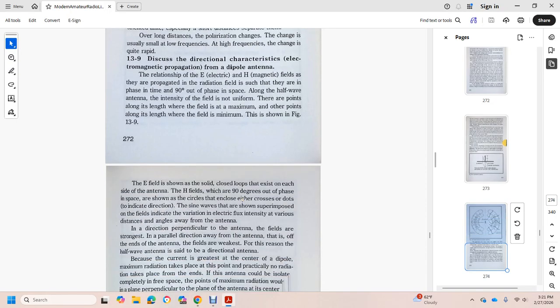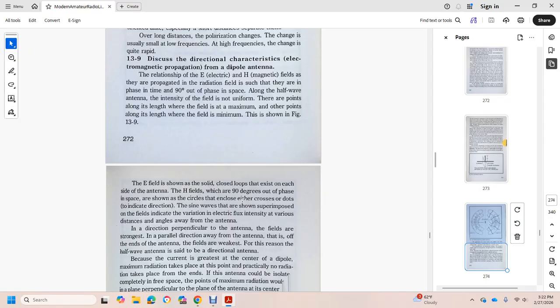The E field is shown as solid closed loops on each side of the antenna. The H field, 90 degrees out of phase, is shown with circles or dots with an indicator of the direction, superimposed with the field with an indicator of the variation of electric flux intensity with the various distance and angle away from the antenna. The direction is perpendicular to the antenna.